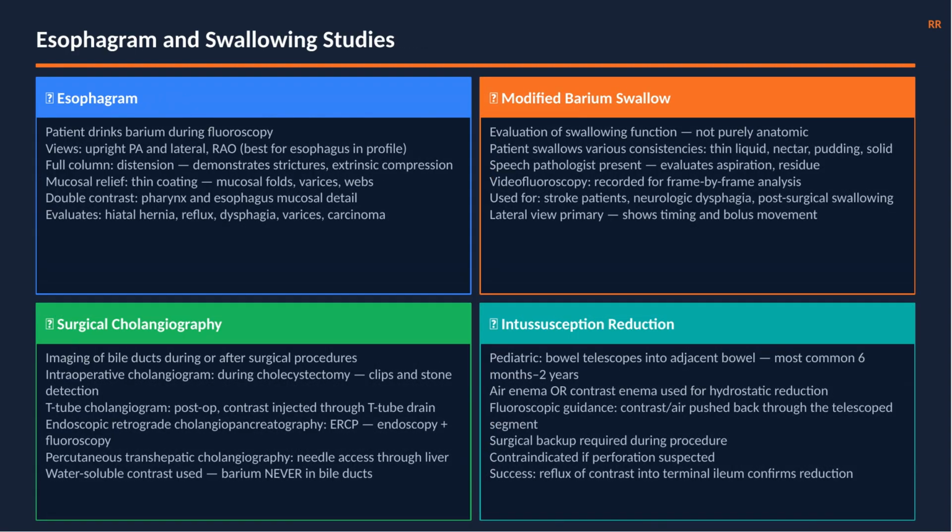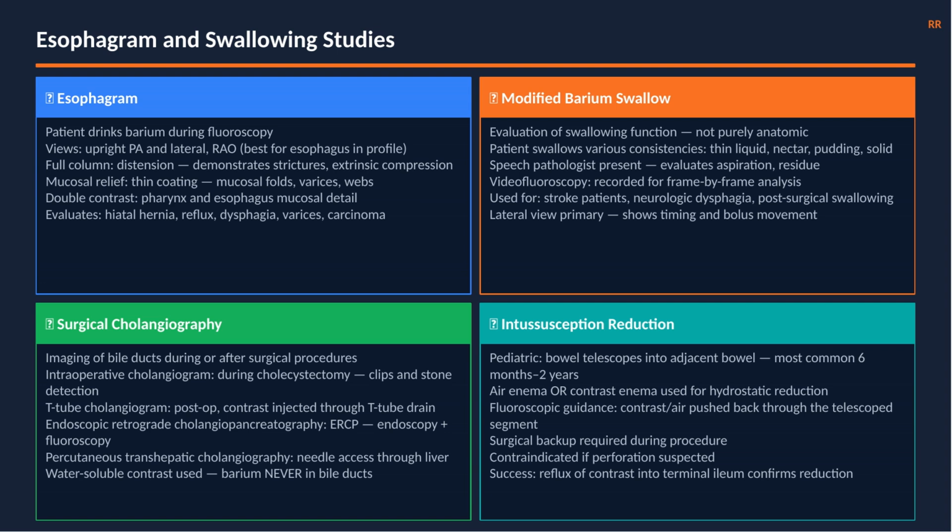Esophagram. The patient drinks barium during fluoroscopy. Views: upright PA and lateral, and the RAO. The RAO profile view is the best single view for the esophagus. Full column technique demonstrates strictures and extrinsic compression. Mucosal relief. Thin barium coating shows folds, varices, and webs.